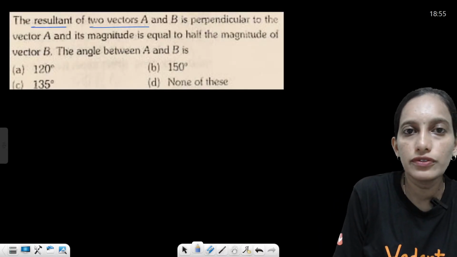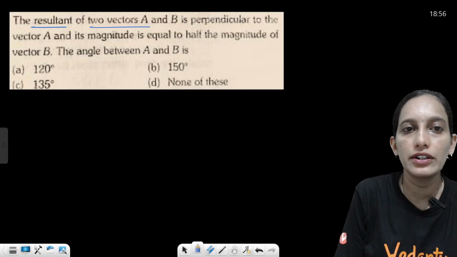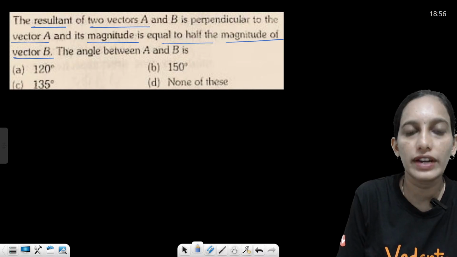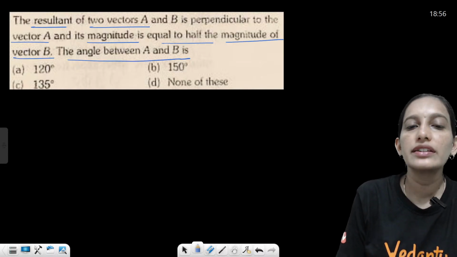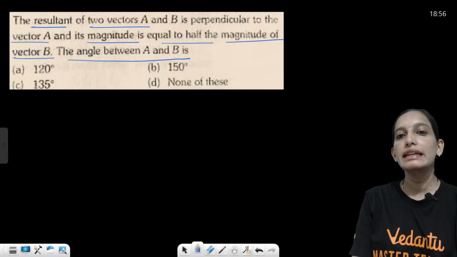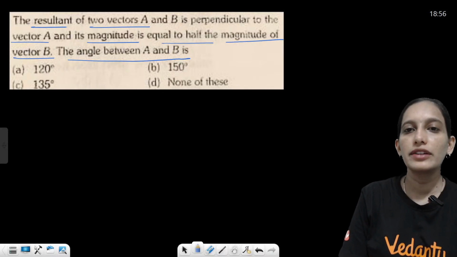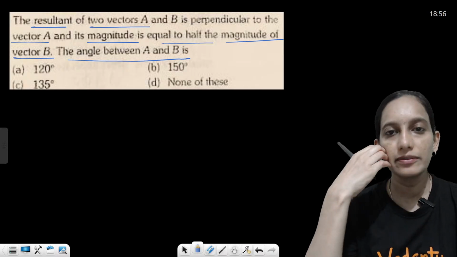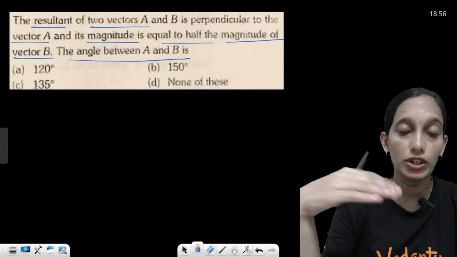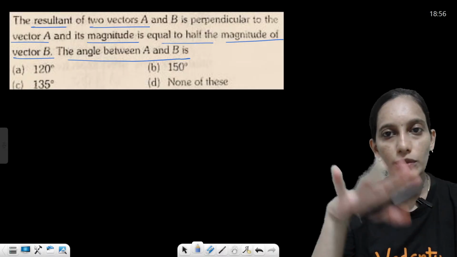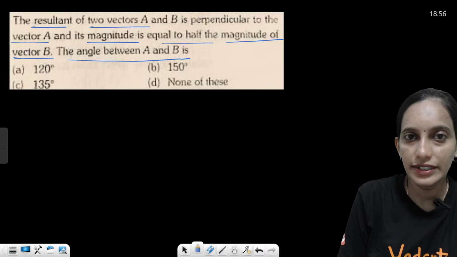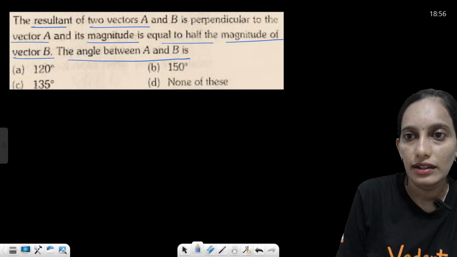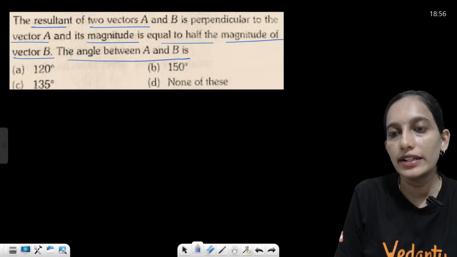The resultant of two vectors A and B is perpendicular to vector A and its magnitude is equal to half the magnitude of vector B. The angle between A and B is. Okay, so idu ಸ್ವಲ್ಪ different ಆಗಿದೆ, but again ಕೊಟ್ಟಿರುವ datas ಇಂದ if we properly extract the required values what we want to go ahead, ಈ problem solve ಮಾಡೋದು easy ಆಗುತ್ತೆ. Resultant of two vectors A and B is perpendicular to vector A ಅಂತಿದೆ. ಅಂದ್ರೆ ಏನರ್ಥ, alpha is equals to 90 degree ಅಂತ ತಗೊಳ್ಬಹುದು.